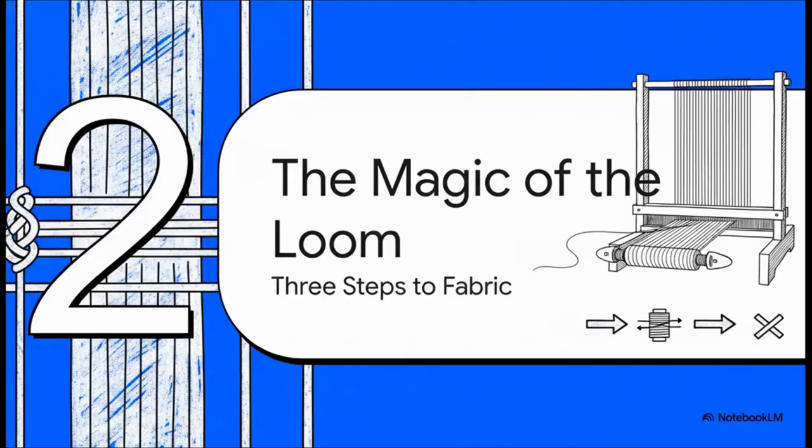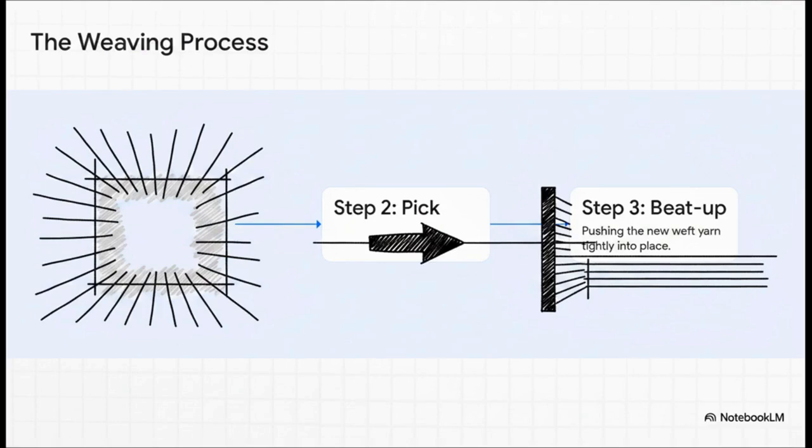So we have these two types of threads, but how do they go from being just strands into a solid piece of cloth? Well, that all happens on a loom, and it's basically a simple three-step dance that just repeats over and over and over again. It's like a little bit of mechanical magic. The whole process really just boils down to these three key moves.